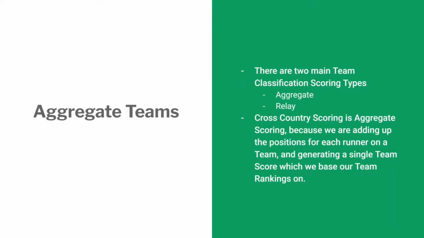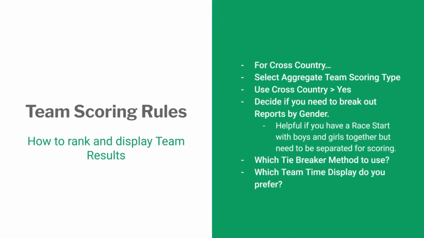So let's talk a little bit about what aggregate teams are. When you set up scoring rules, you have to decide whether it's an aggregate team type or a relay team type. So cross country is an aggregate scoring type because we're adding up positions for runners on the team and generating a single team score, which we base our team rankings on. So it's just good to know when you're setting up team types, make sure to select aggregate if you want to do cross country scoring. So for cross country, you want to select aggregate team scoring. Use cross country should be set to yes.